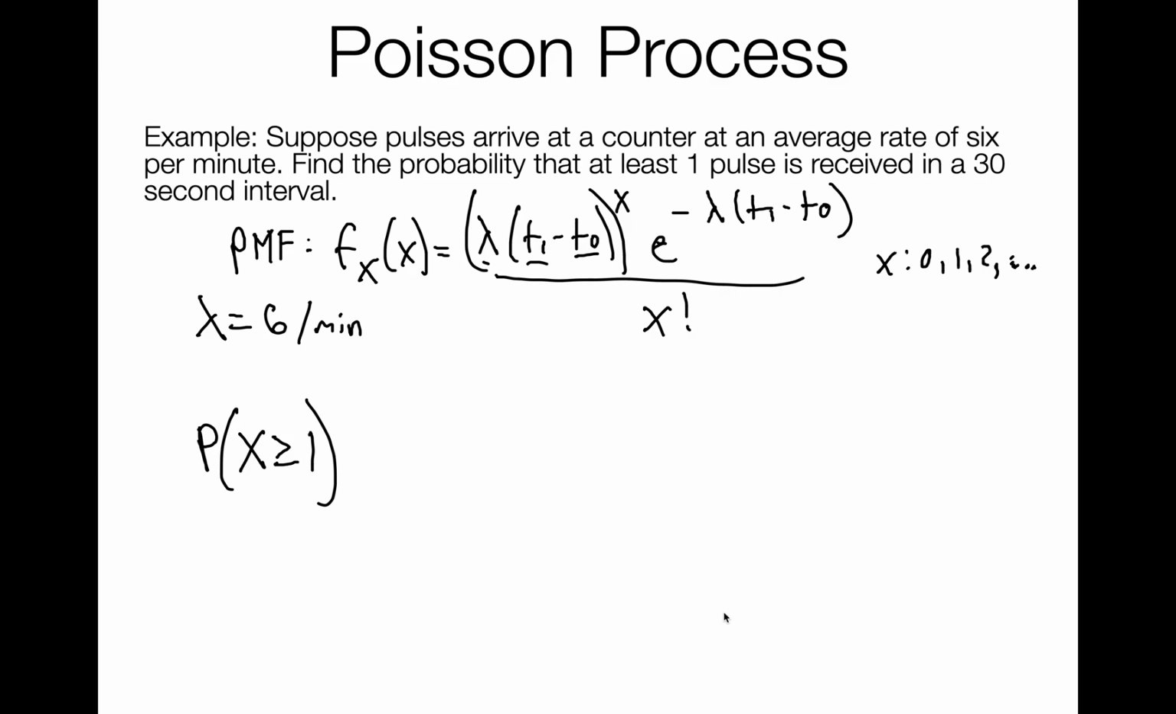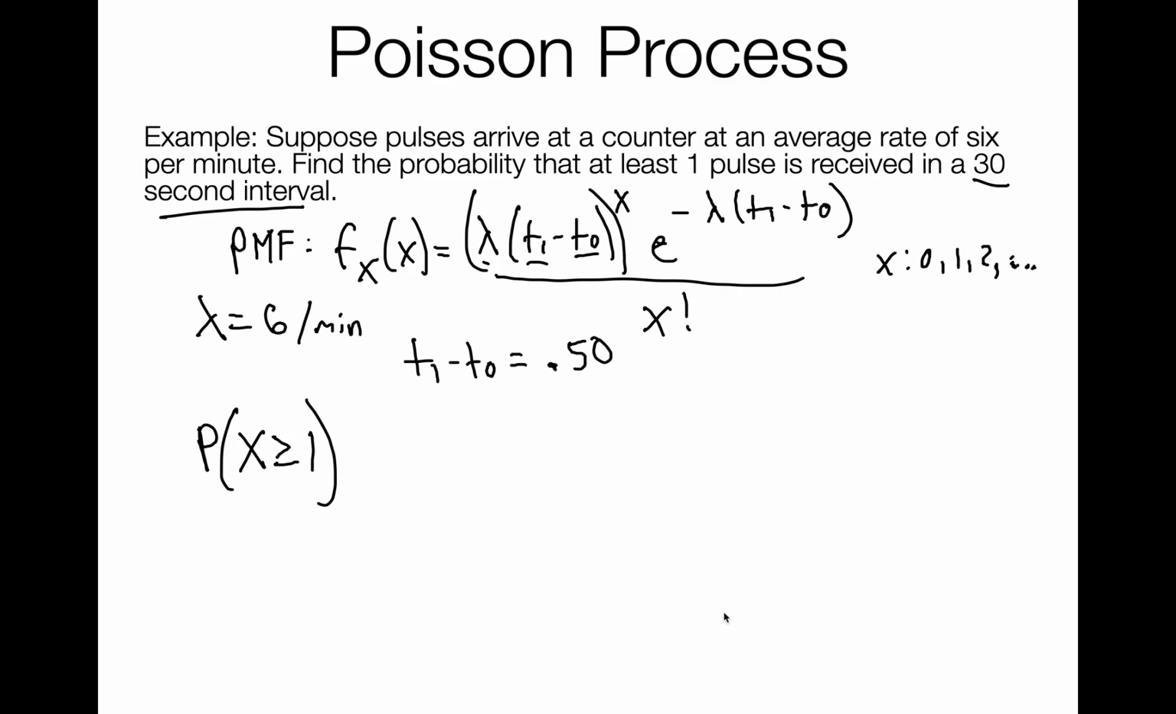What matters is that the given time interval here is 30 seconds. Okay? And 30 seconds is equivalent to 1/2 a minute. So it turns out that T1 minus T naught, it doesn't really matter what the actual values are. All that matters is that that difference is equal to 0.5 or 1/2 a minute. Okay, so hopefully that made sense.